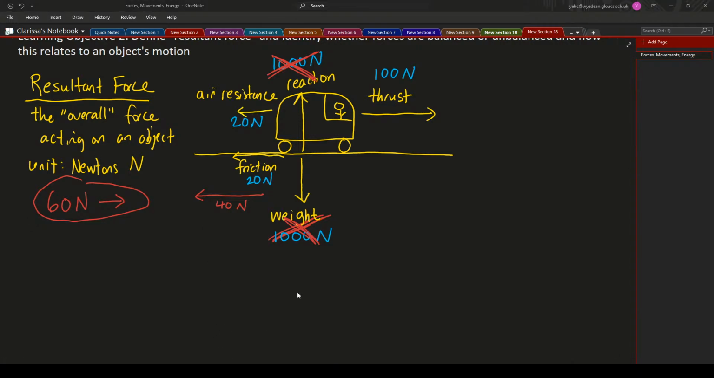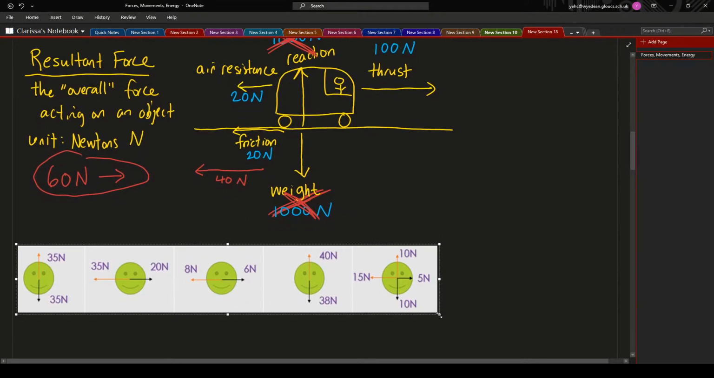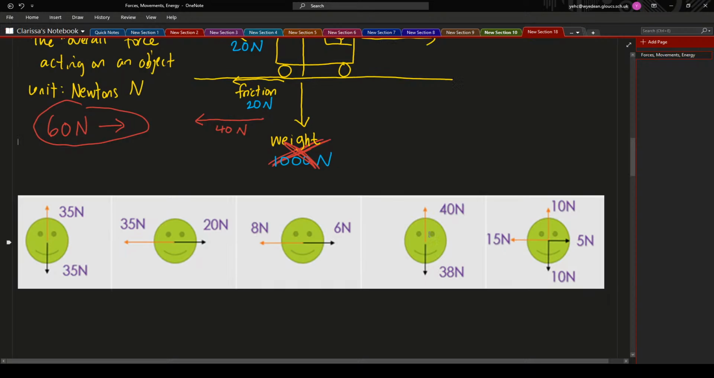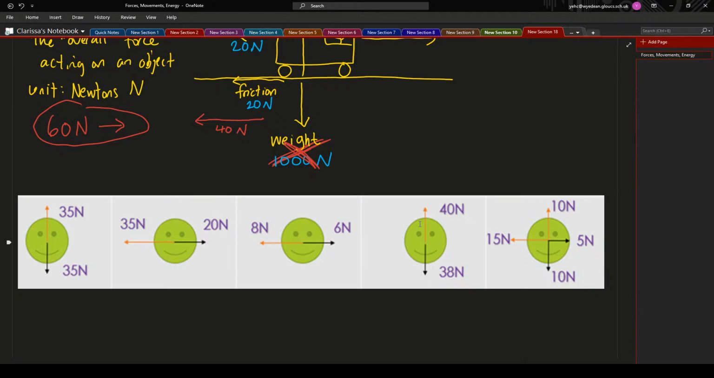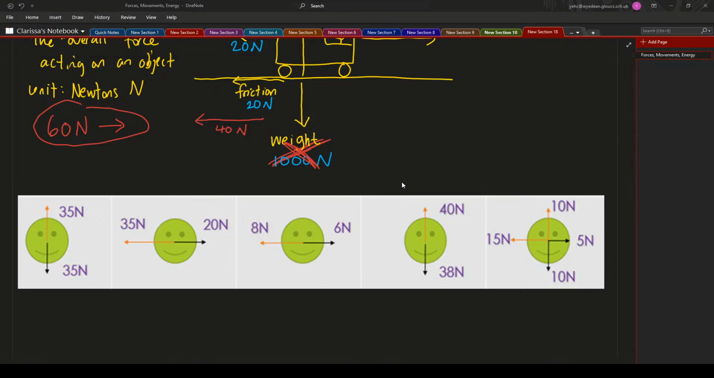Now I'm just going to quickly put a little bit of resultant force practice for you guys. It'll just be quick. Here we go. Right. So I'll give, say, 5 minutes for this. There's 5 different smiley faces here. So it's not like all of them in one. So for each of them, I want you to try to find the resultant force.